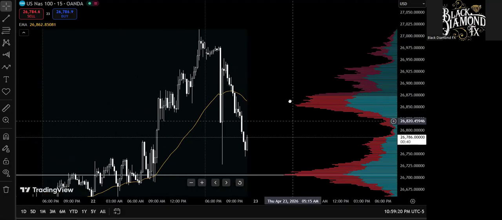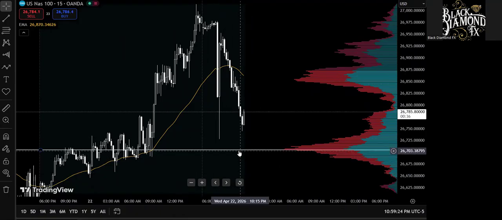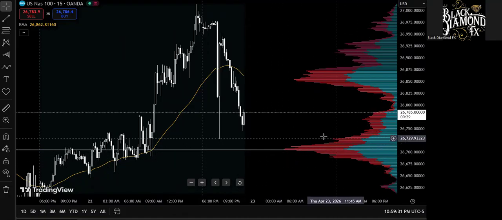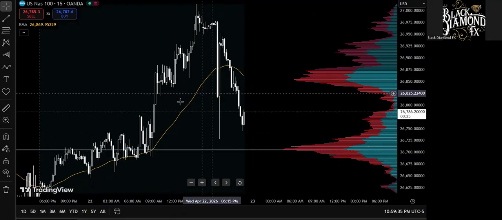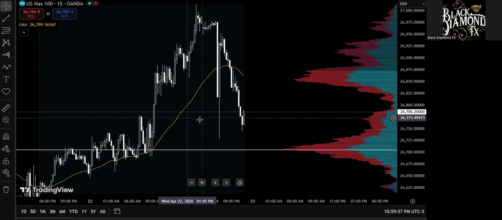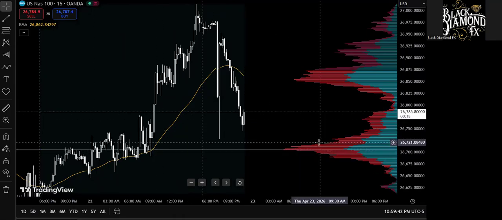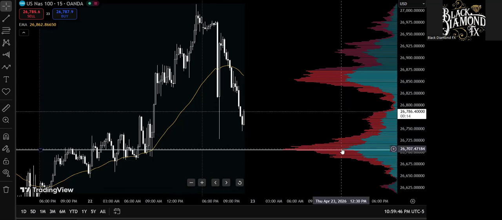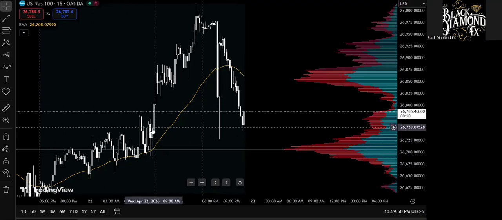Now check this out. Y'all see this peak right here? See this white line? This is called a point of control. The point of control is where most of the trading volume happened. That's the price level where the most trading happened from here all the way to this current candle. See this big old peak right here? That's where most of your trading happened. Look at all that volume.